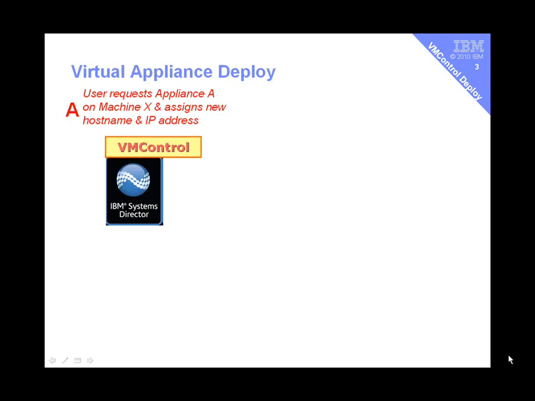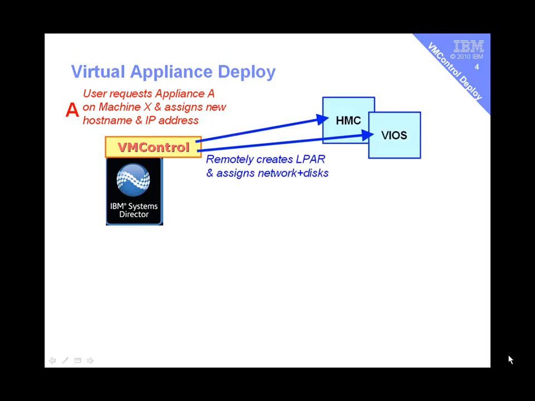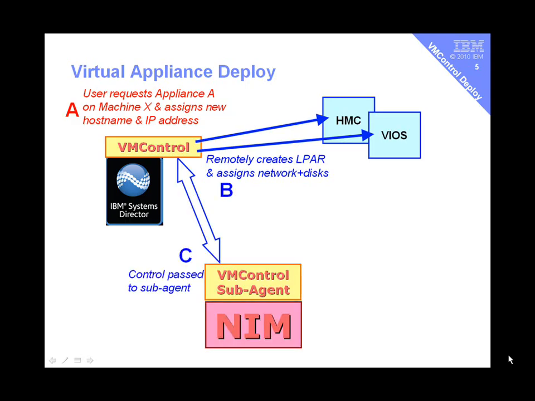Let us quickly use a diagram to show what's going on, and then we'll understand more about the process while we're actually doing it. On Director then, you go to the VMControl panel and you say, I want this appliance put onto that machine with this new host name and this new IP address. Fairly simple process, that bit's very easy. It then contacts the HMC and VIO server to create the logical partition and assign the network and disks that you actually want. Control is then passed to the VMControl sub-agent on the NIM server.